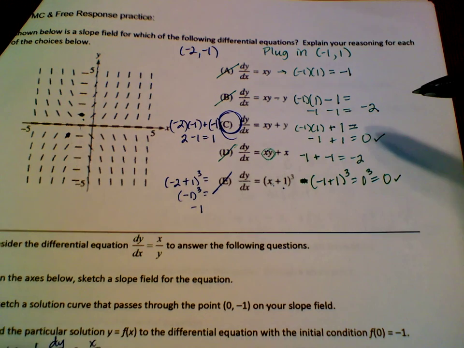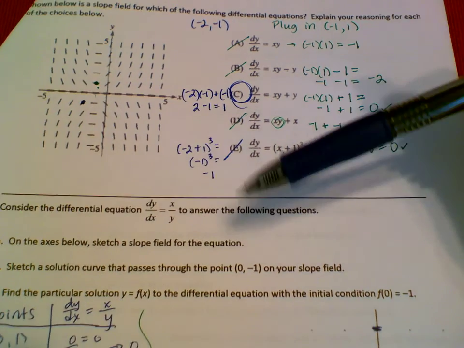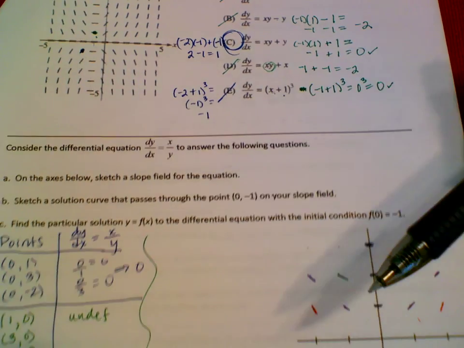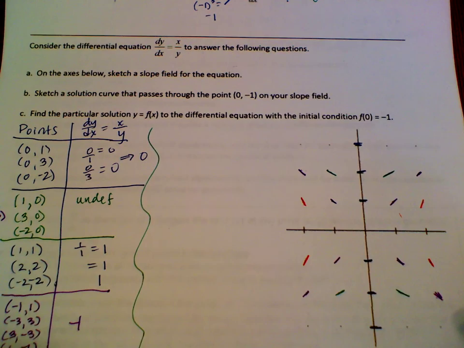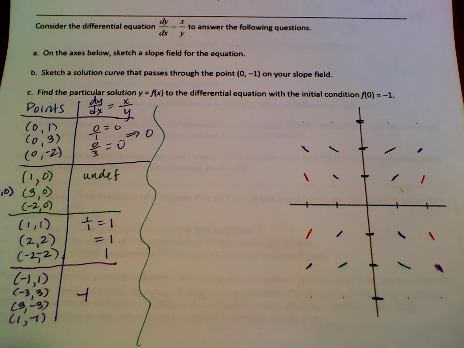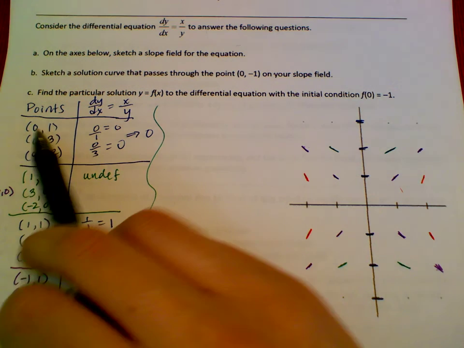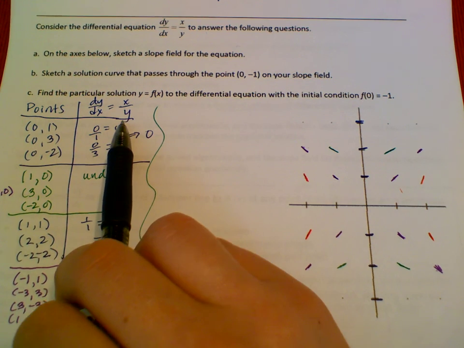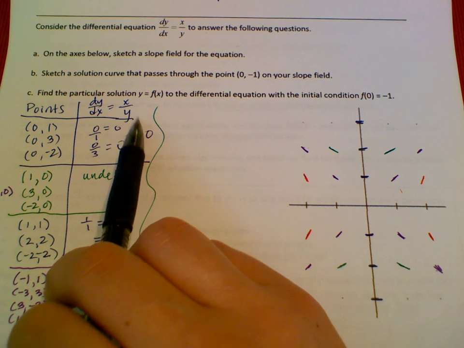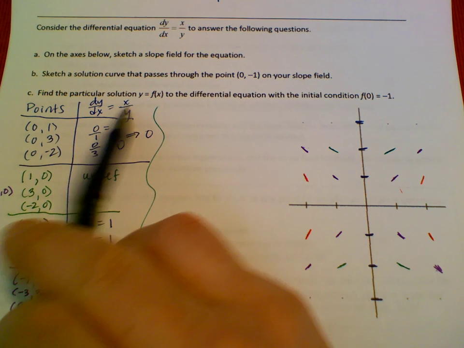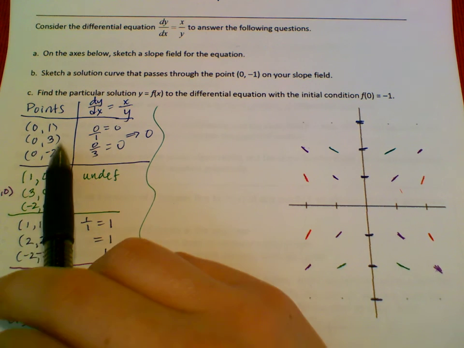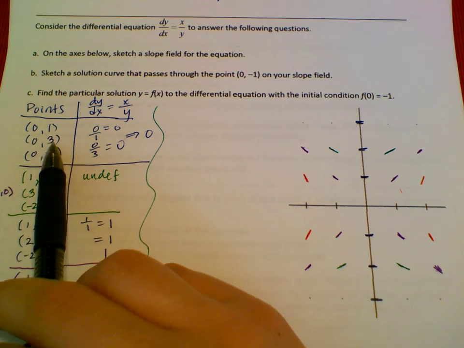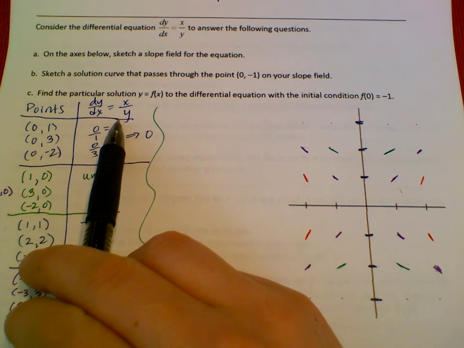Okay, let's take a look at the free response question. Part A asks you to sketch a slope field. So you should have chosen some points to plug in. You didn't have to do the exact same ones as me, but what I did was I first thought about when is the dy dx going to be 0, when is the slope 0? Well, the slope's 0 when x is 0. So I chose x values of 0 and then y values of different numbers, but not a y value of 0. If you had 0 over 0, that would be undefined.